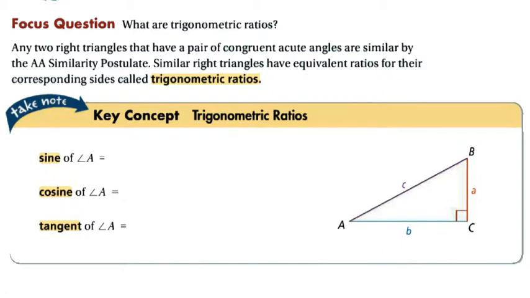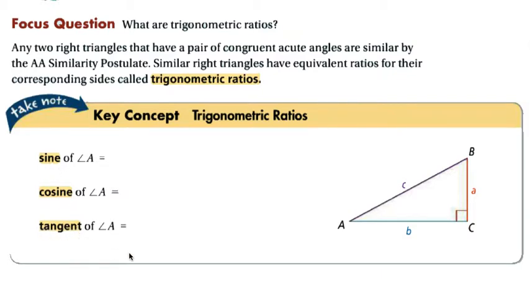So any two right triangles that have congruent acute angles are similar by the angle-angle similarity postulate. We talked about that in our last chapter. And similar right triangles have the same ratio. They have proportional sides. And these give rise to what we call the trigonometric ratios. So the 3 trig ratios we are going to talk about are sine, cosine, and tangent.